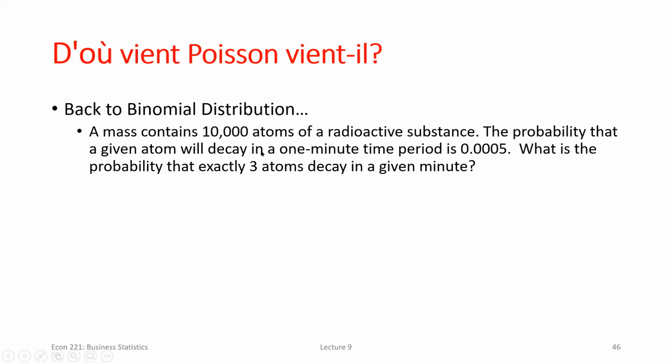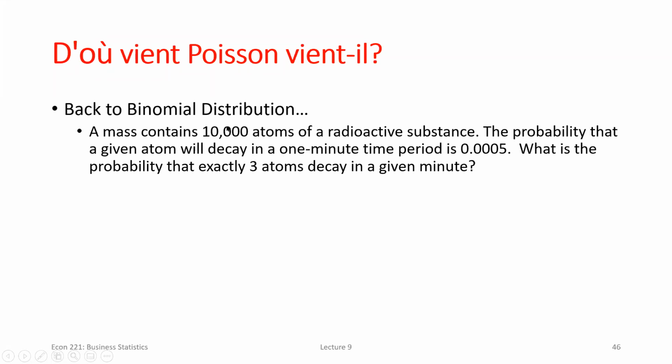So let's go back and think about the binomial distribution for a second. Let's say I've got 10,000 atoms. This is a little bit different of an example than I would typically give you on the exam. So we've got 10,000 atoms of this substance. The probability any atom decays over a 1 minute time period is 0.0005. So what's the probability that exactly 3 atoms decay in a given minute? Well, I've got 10,000 atoms. The probability any 1 atom decays is 0.0005. And I want to know the probability that 3 atoms decay.